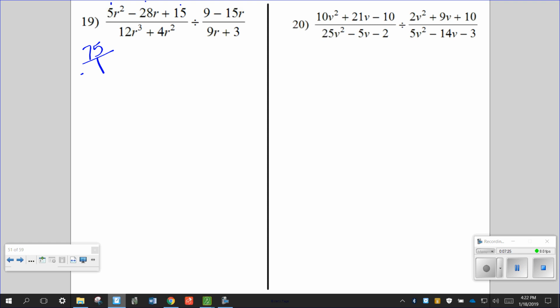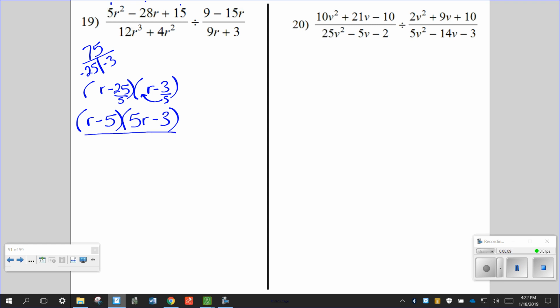Because negative times a negative is a positive, but negative 25 plus negative 3 is negative 28. So there's my two factors. So I've got r minus 25 times r minus 3. Leading coefficient, though, it's 5. So I divide this by 5, and I divide this by 5. Well, the first term, 25 divided by 5 is 5. But the next one, 3 divided by 5, that doesn't divide evenly, so I bring the bottom up in front of my variable, 5r minus 3.